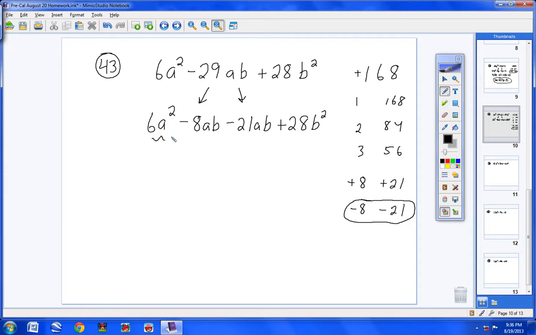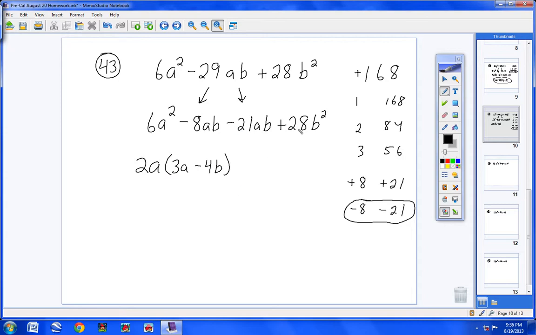Look at your first two terms. What's the largest number that goes into 6 and 8 evenly? Well, that would be 2. And notice I do not have a b in both terms, but I do have at least one a. So 2a. Now, 2a times 3a would be 6a squared, and 2a times negative 4b. That's going to work. 2 times negative 4 is negative 8. A times b is ab.